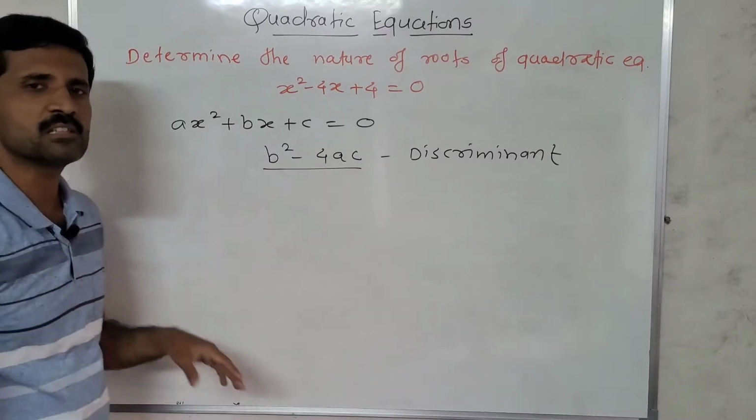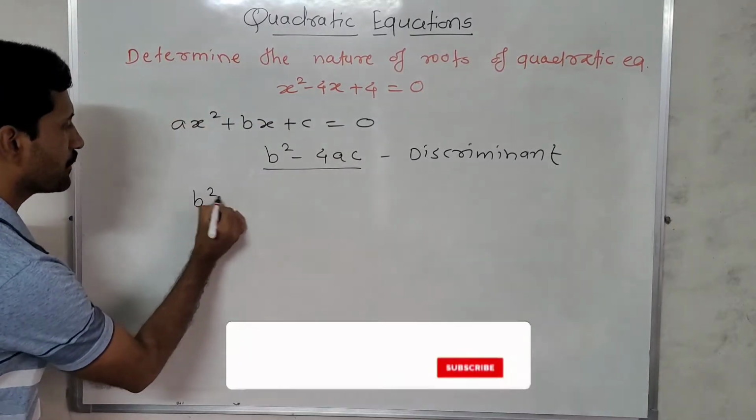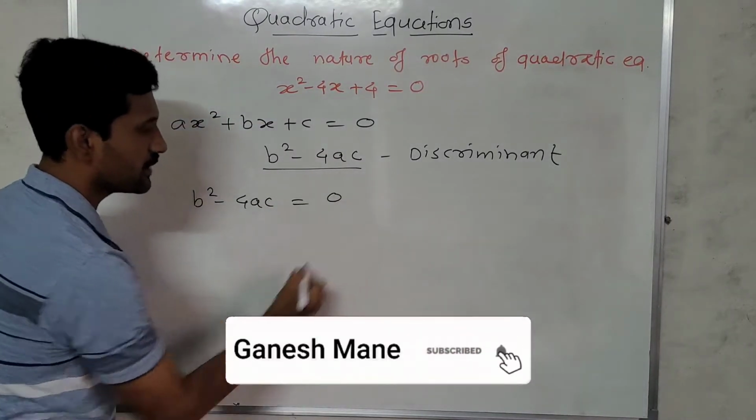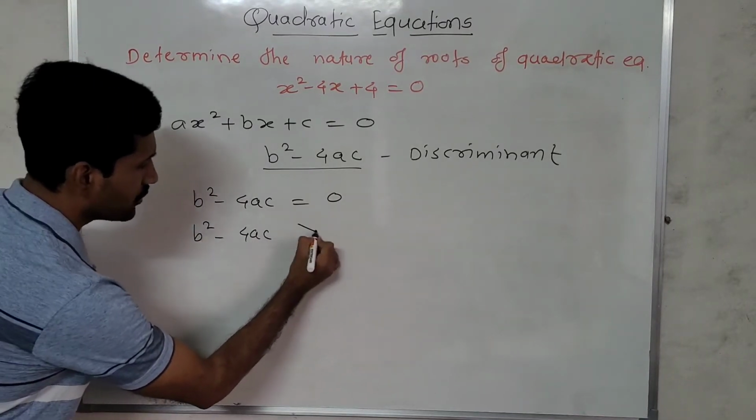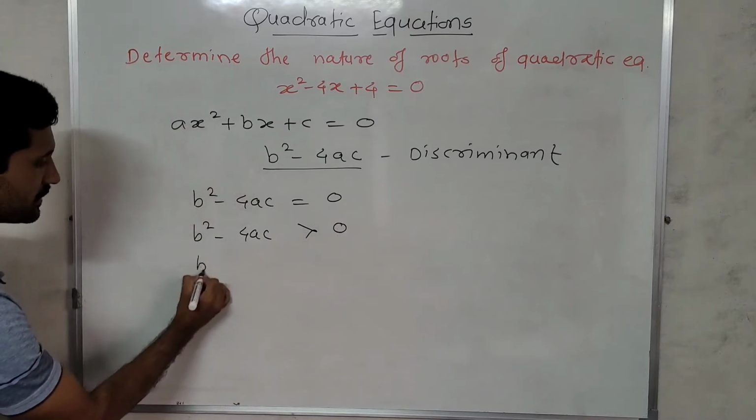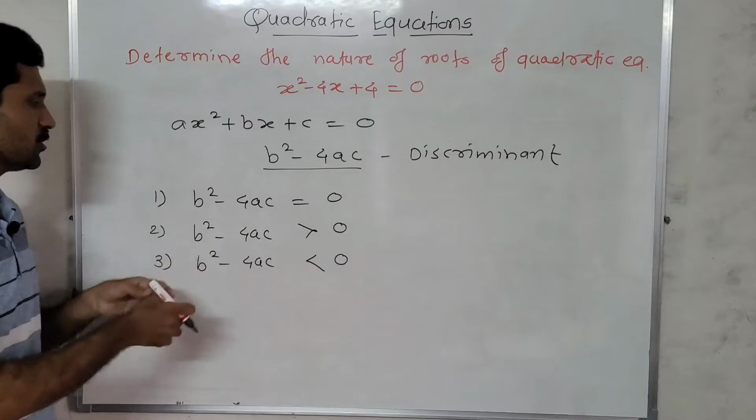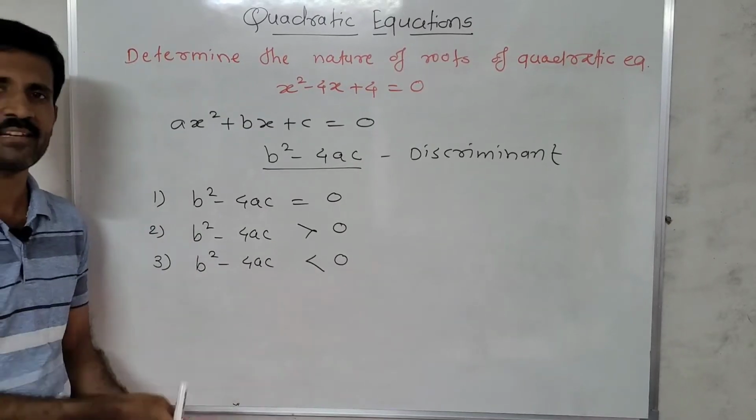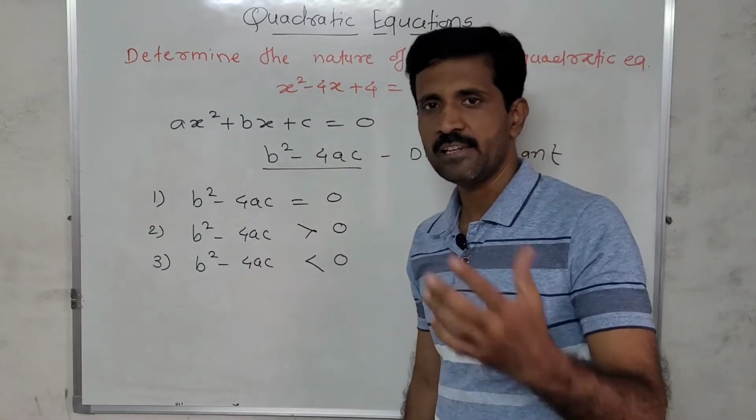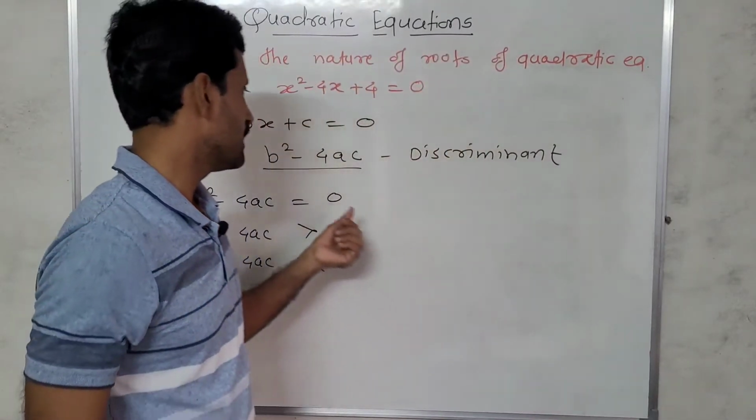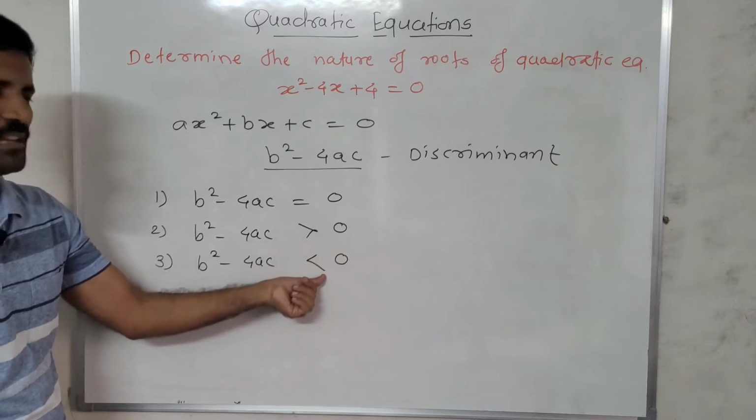If we find the value of this discriminant, there are three possibilities only. Either this b square minus 4ac is equal to 0, or we can get this value b square minus 4ac which is greater than 0, or b square minus 4ac is less than 0. So these are the only three possibilities we can get for the value of b square minus 4ac. Rather, if we consider any numerical value, it is either equal to 0, or it can be greater than 0, or it can be less than 0.